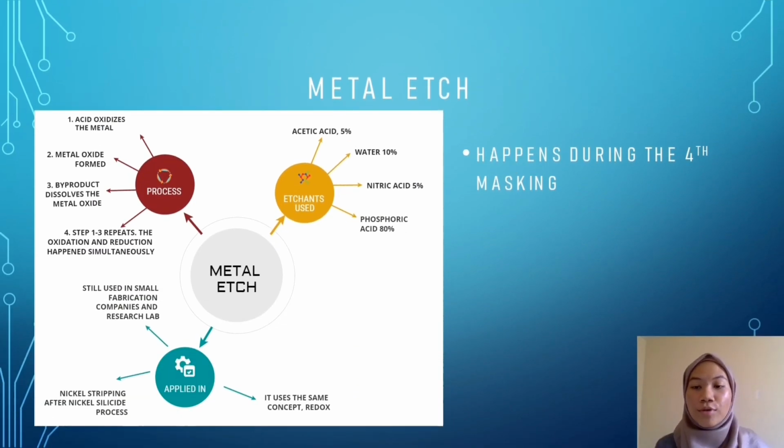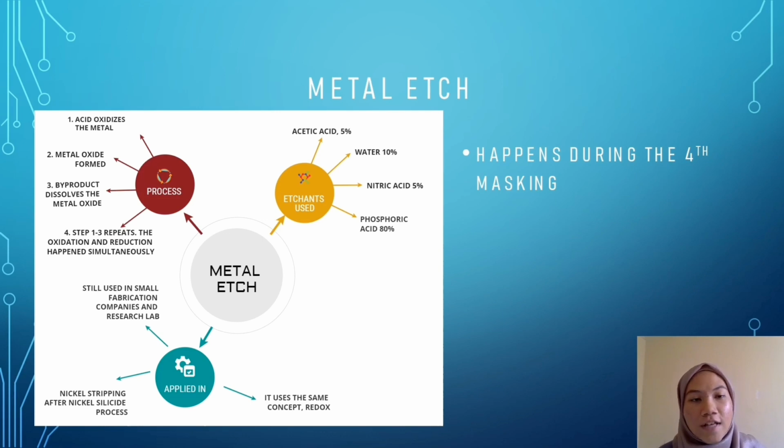The next one we have is metal etch. Metal etch happens during the port masking. The etchant that we use for metal etch is acetic acid, water, nitric acid, and phosphoric acid. We can see the concentration of all of those acids, because the concentration of the etchant is very important to determine the etch rate.